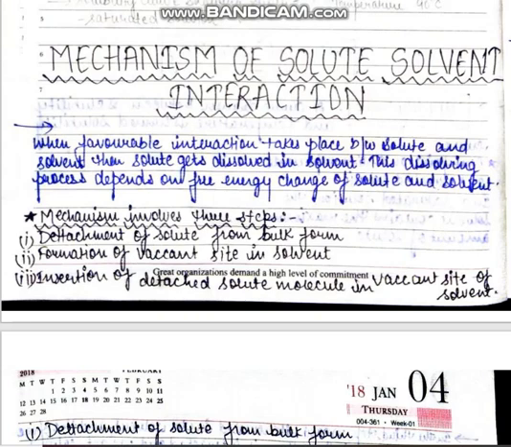First of all, for the interaction between solute and solvent, a favorable interaction takes place. When favorable interaction takes place between solute and solvent, then the solute gets dissolved in the solvent. This dissolving process depends on the free energy of both solute and solvent. During the interaction between solute and solvent, three steps take place. When solute interacts with solvent, it has to go through three stages.